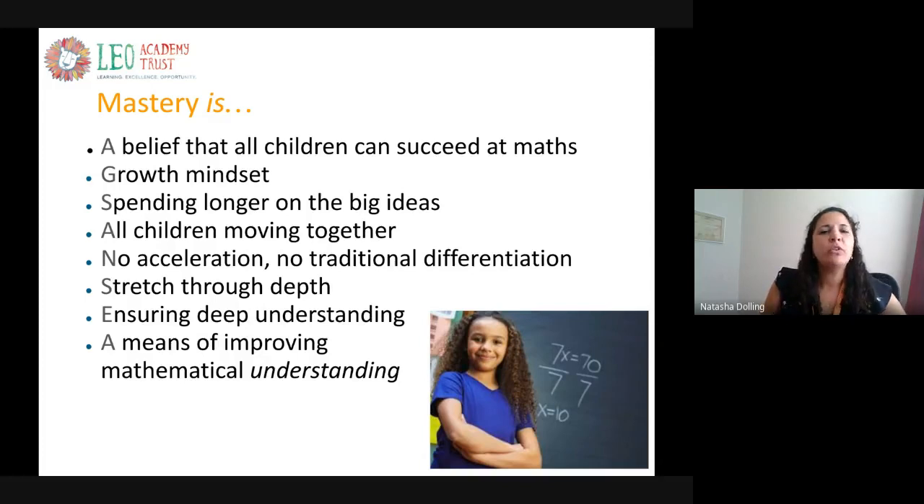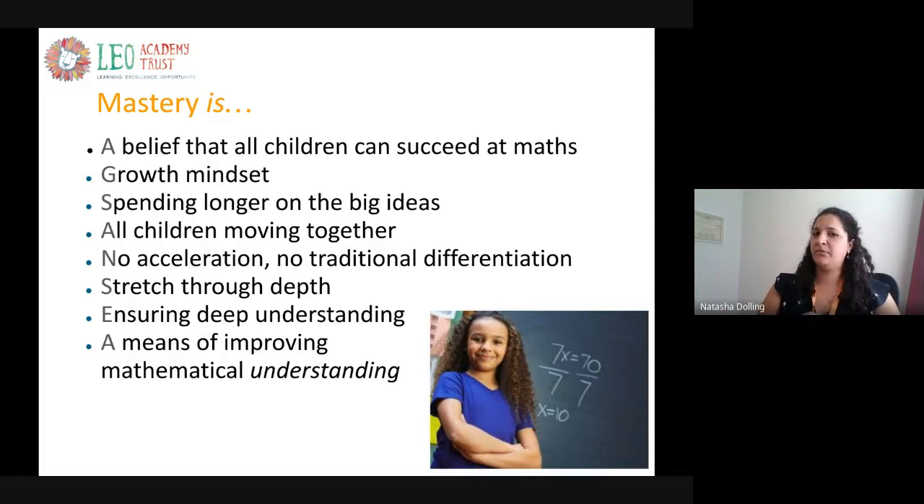It spends longer on the big ideas, so the fundamentals. I'm talking number formation, one-to-one correspondence, place value, all of those absolutely essential ideas that children need in order to be successful mathematically. It doesn't like to be teaching them superficially and then moving on. It really wants to embed these key ideas. And I'll be giving an example of that later on.